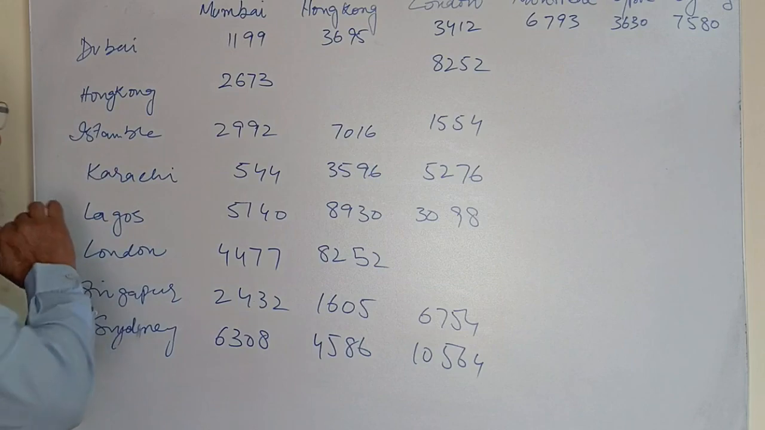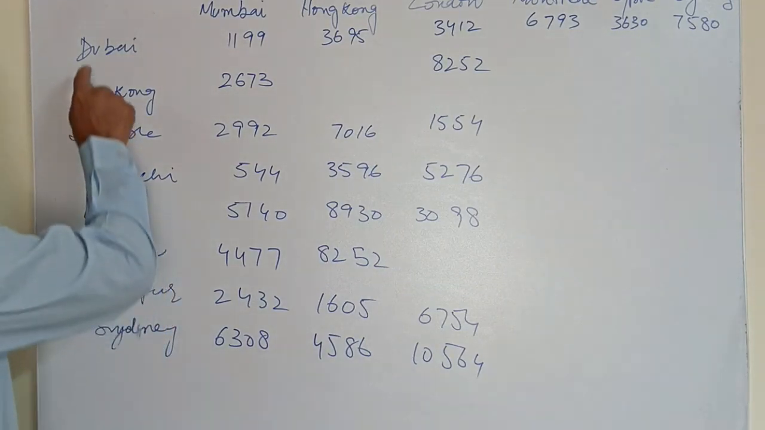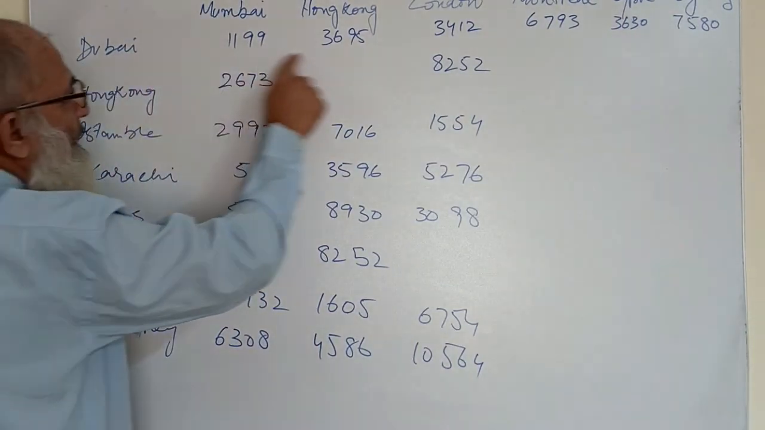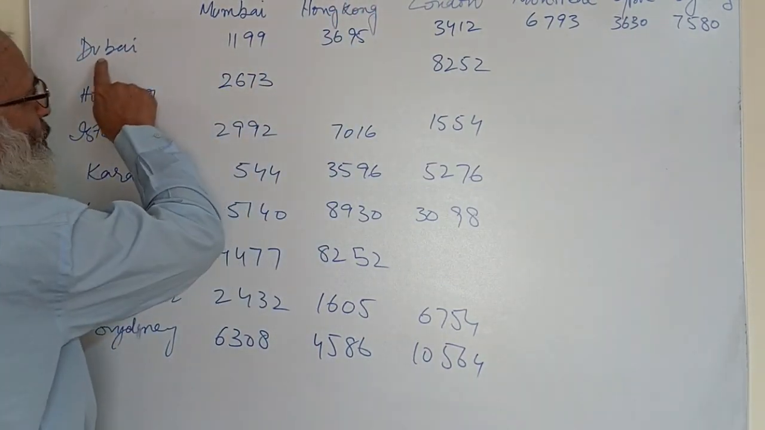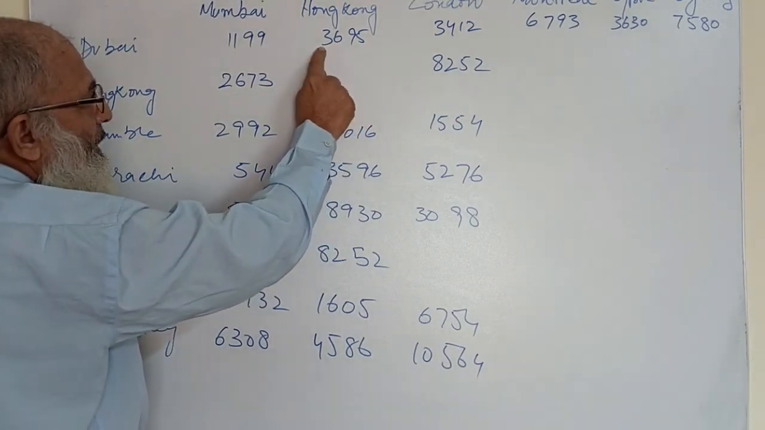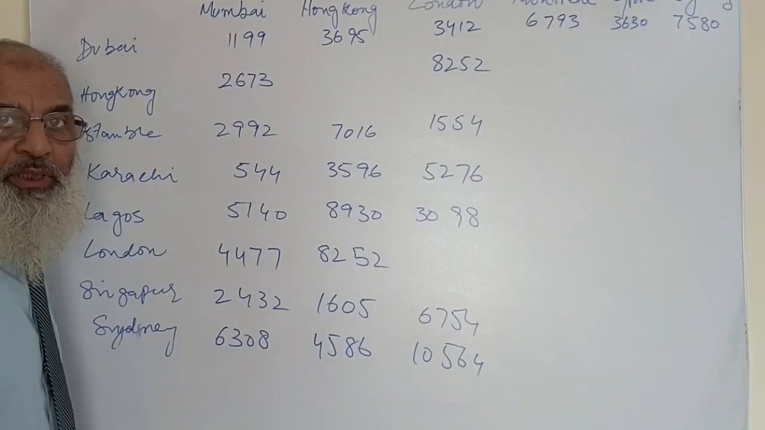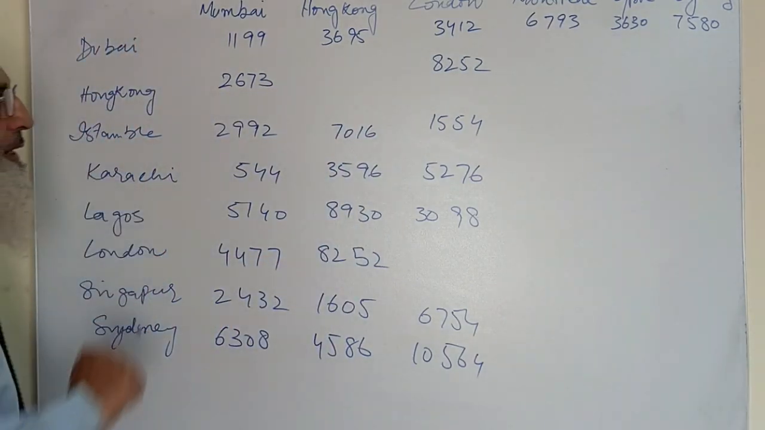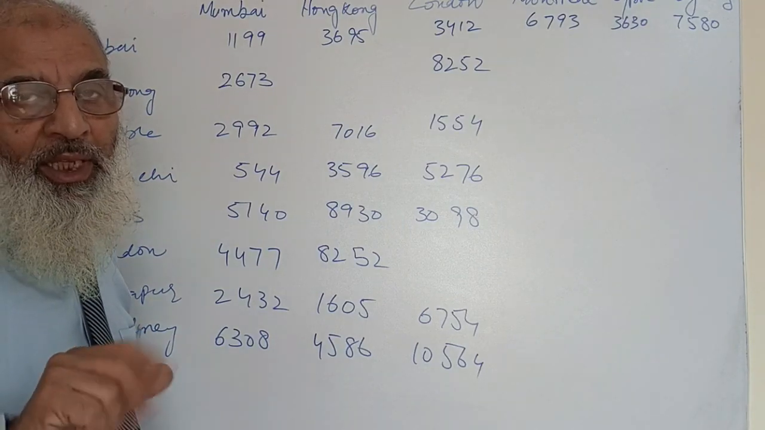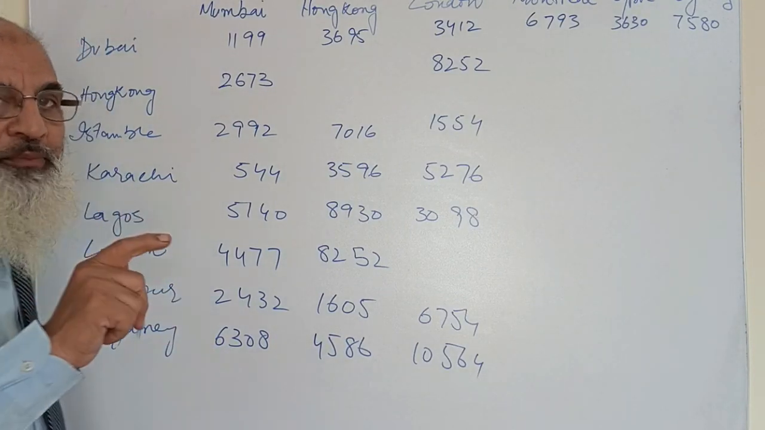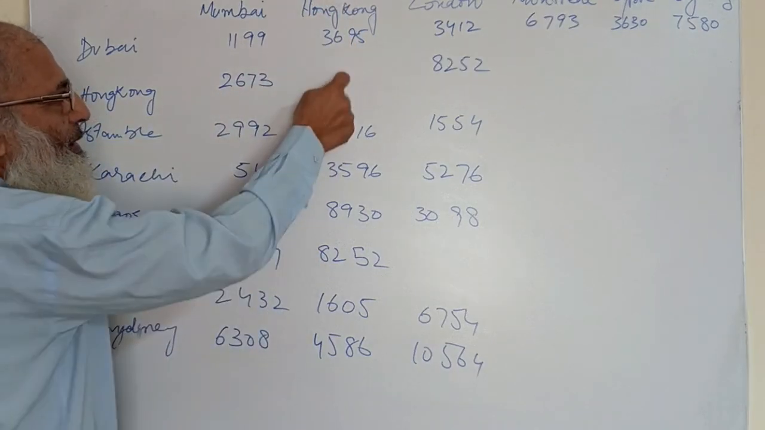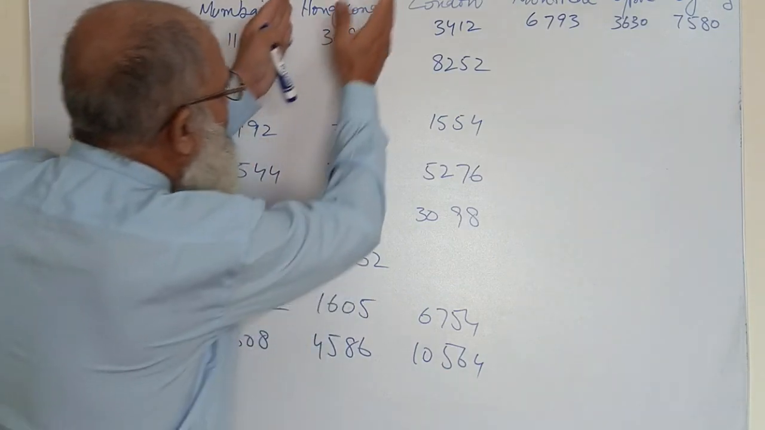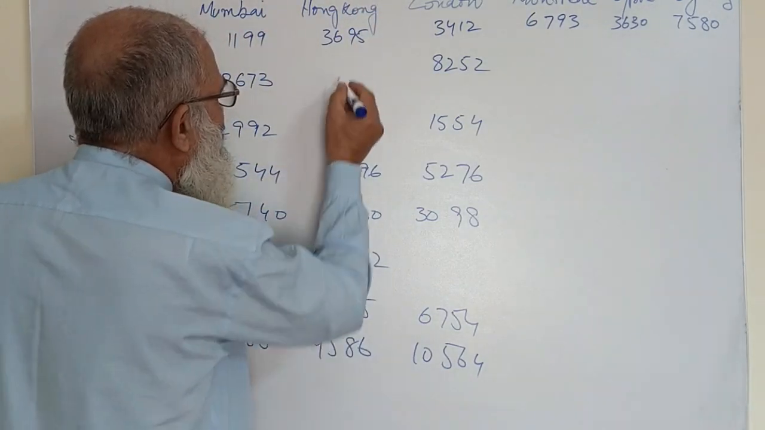Now I have told you that you will cross the two destinations. Now you see from Dubai to Hong Kong is 3,695 kilometers. And the interesting thing, if you want to find the distance from Hong Kong to Hong Kong, this is not written over here because it means it is 0 kilometers.